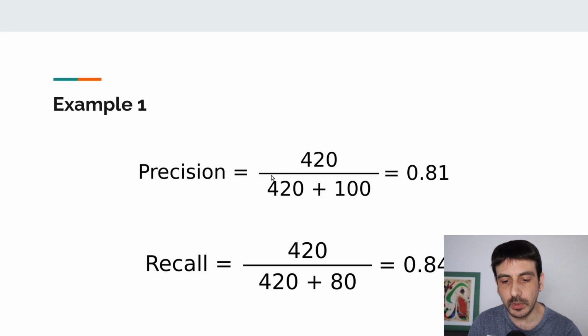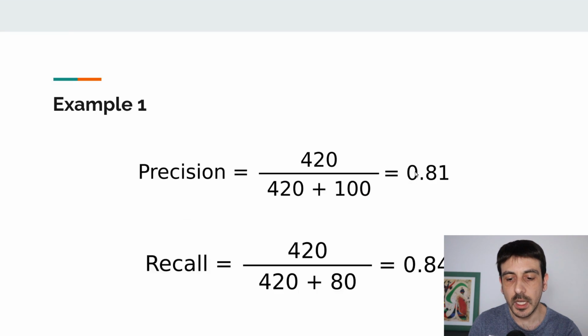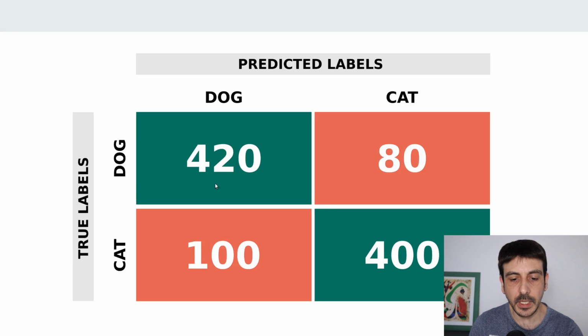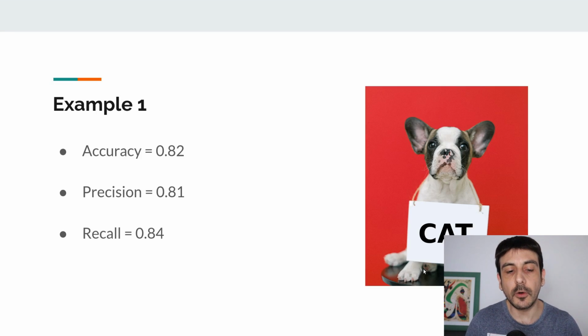Then for precision, we will need to take this number, 420, and divide it by the sum of 420 plus 100, and this is something like 0.81, right? Then for recall, we will need to take this number, 420, and divide it by the sum of 420 plus 80. This is exactly what we have over here, and this is 0.84. So in the case of this very specific example, we have these values for the accuracy, the precision, and recall.